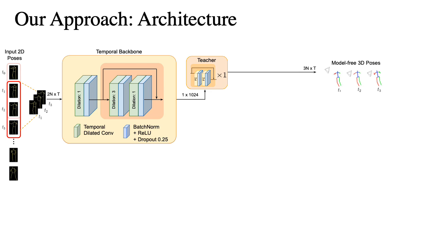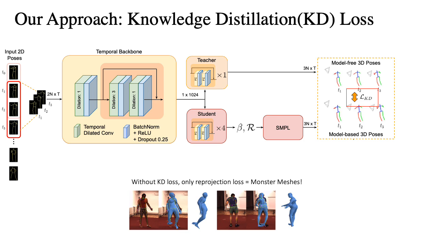Here is a brief overview of our approach. A sequence of T 2D poses goes as input to a temporal backbone, followed by a teacher branch which outputs 3D poses. There is also a parallel student branch which takes temporal features from the temporal backbone and outputs SMPL pose and shape parameters. A key insight is that since the 3D poses from both the teacher branch and the student branch correspond to the same sequence of 2D pose inputs, they should be consistent with each other.